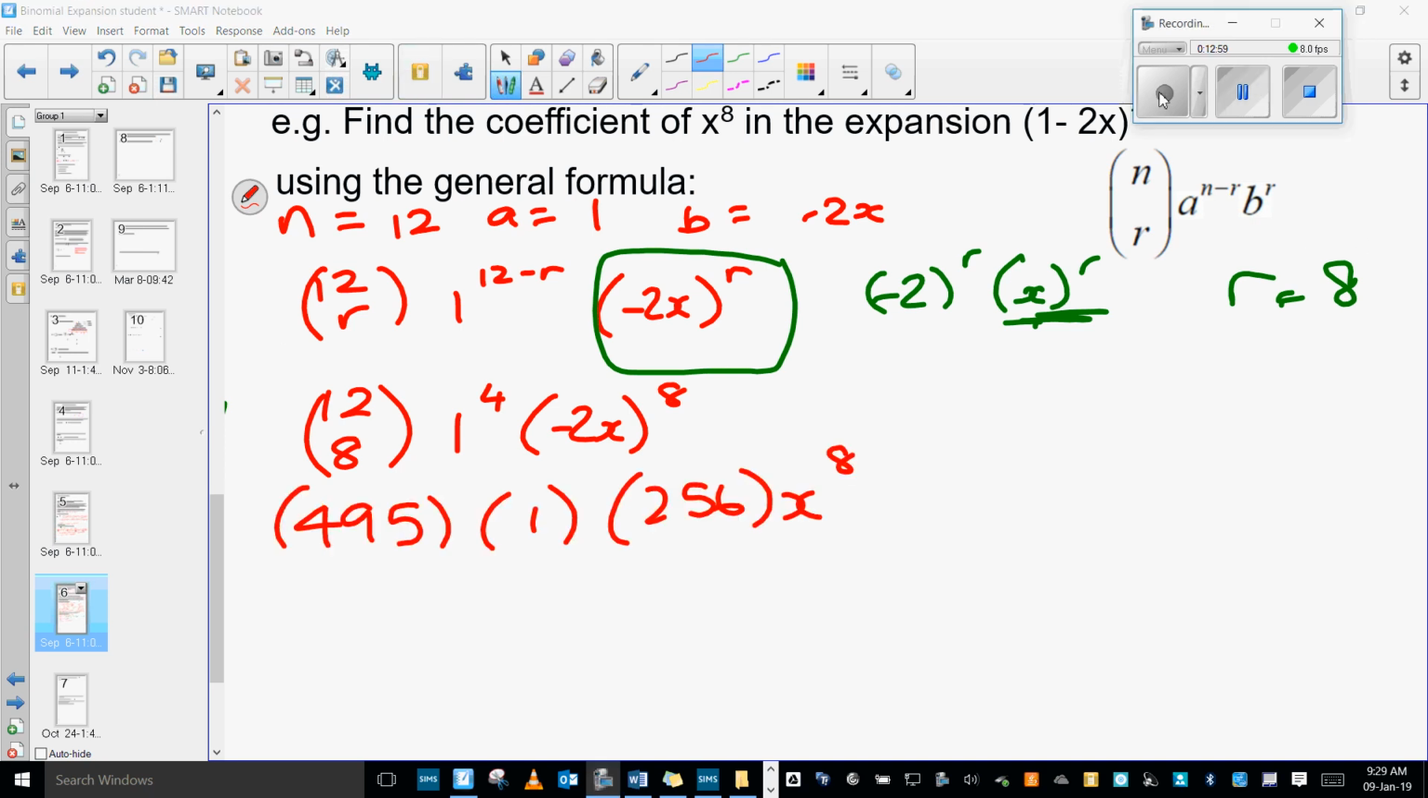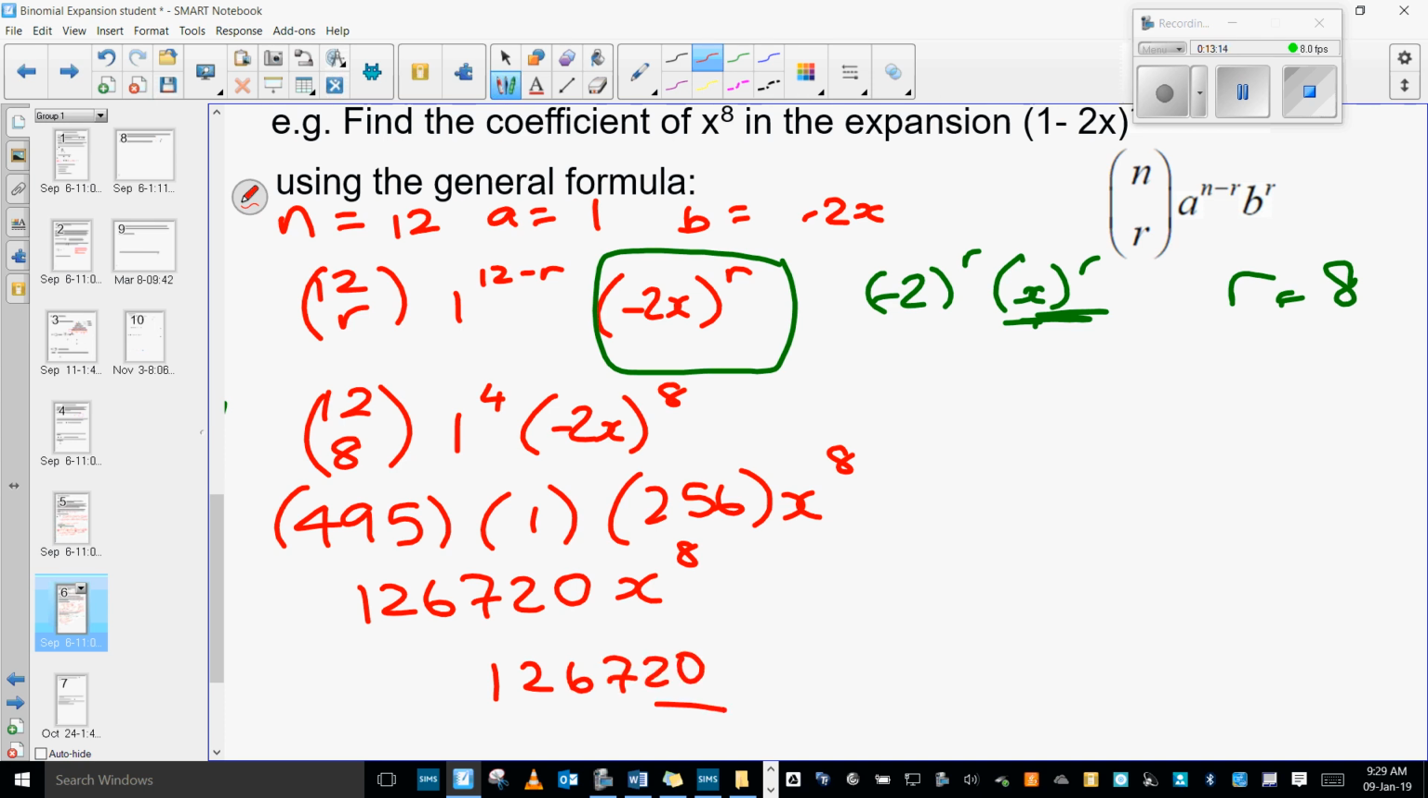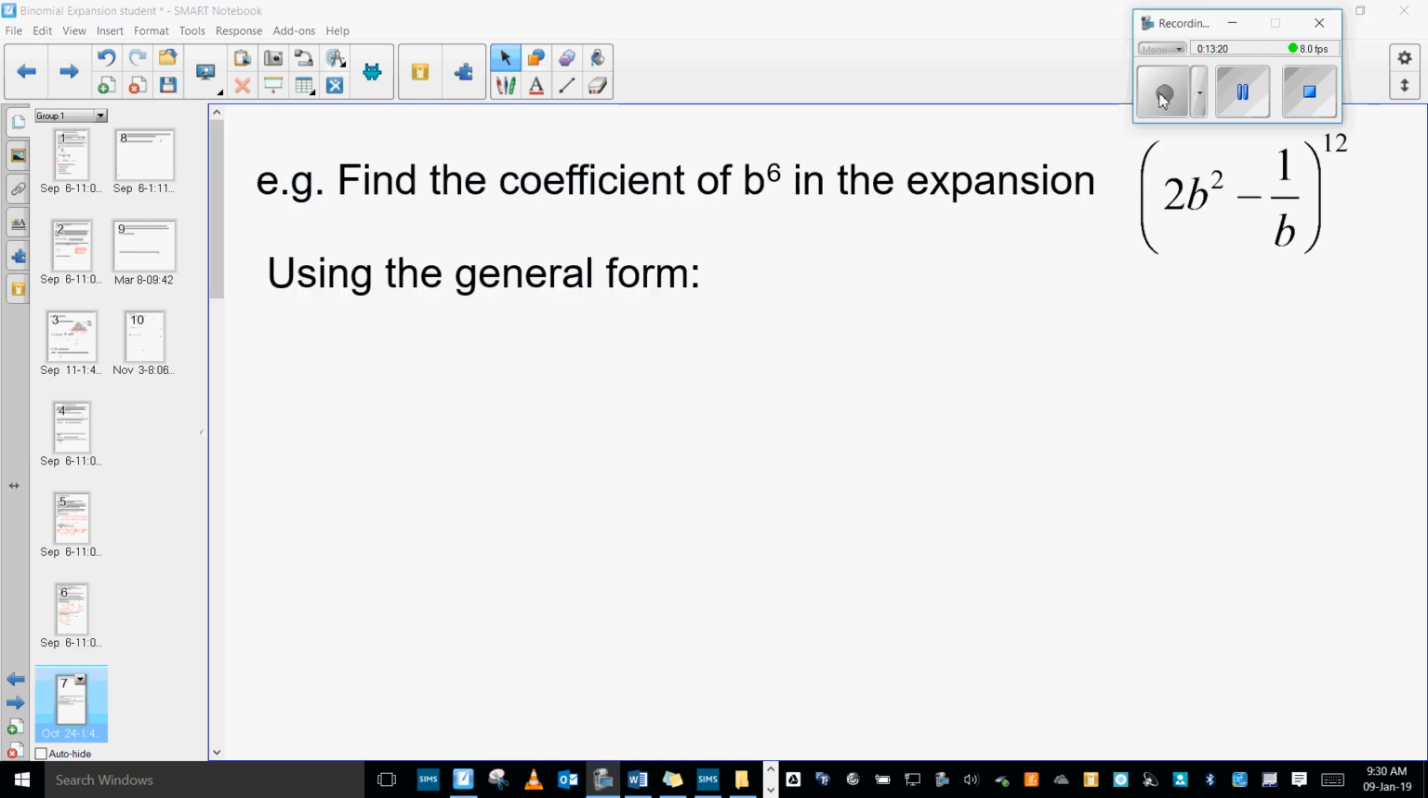I think it's a big number. 2, 6, 7, 2, 0, x. Okay, so our question was find the coefficient. So really we should then write 1, 2, 6, 7, 2, 0. Oh, pretty straightforward.